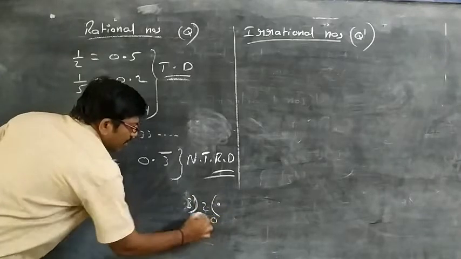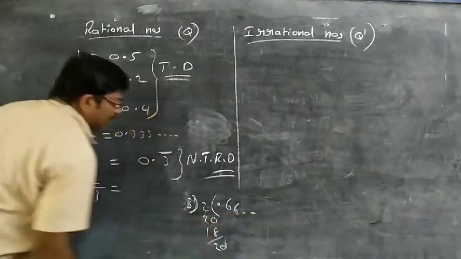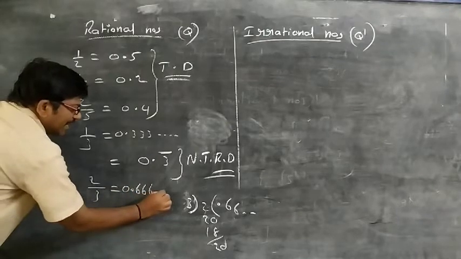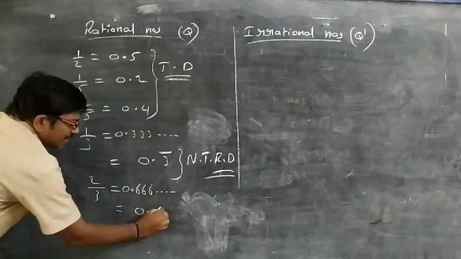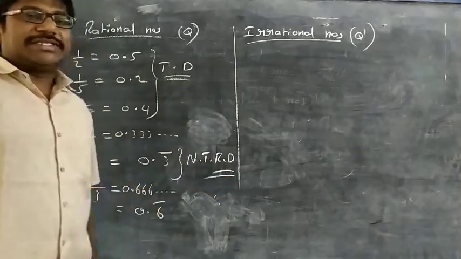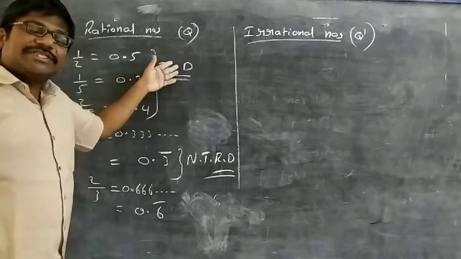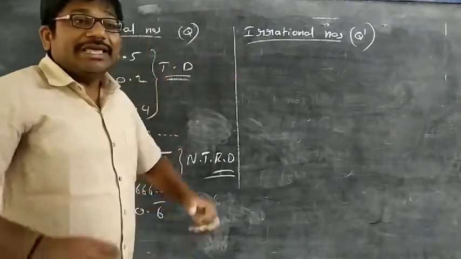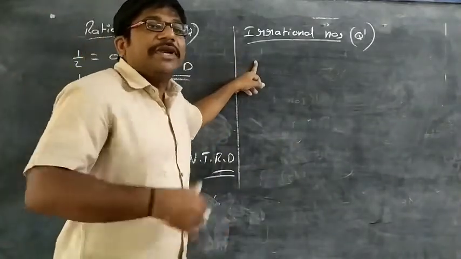Keep point 0, 3 6s are 18, 2, 0, 3 6s are, here 6 is repeated. So the value of 2 by 3 is 0.666, going on endlessly. It can be written as 0.6 bar. It is also a non-terminating repeating decimal. Finally, we conclude that rational numbers are either terminating decimals or non-terminating repeating decimals. But irrationals are irregular, non-terminating, non-repeating decimals.